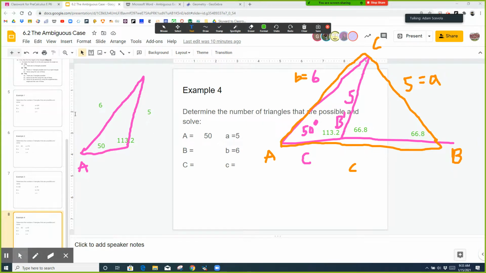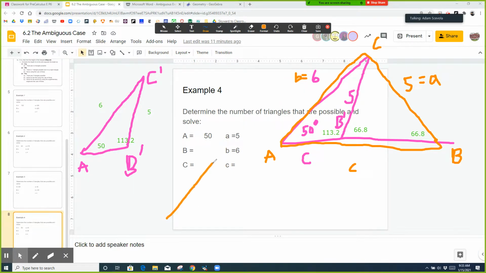So now in the pink triangle, ABC or AB prime C, we could finish solving this by finding angle C, and that's also C prime because it could be different from angle C in the orange triangle. We could find angle C prime by subtracting 50 and 113 from 180, and then doing the law of sines to find that third side. So that would be easy to solve from here on out.